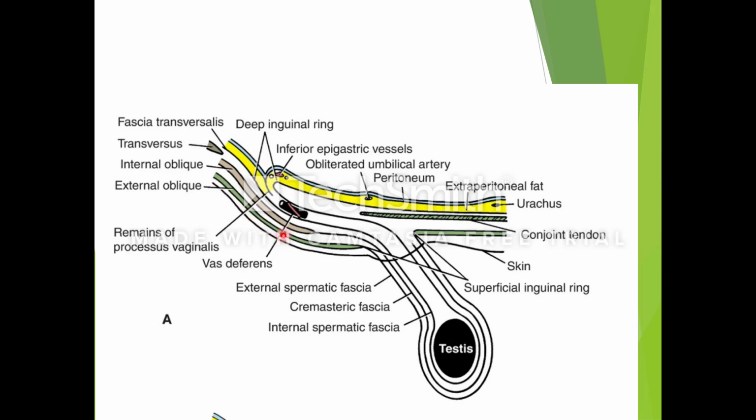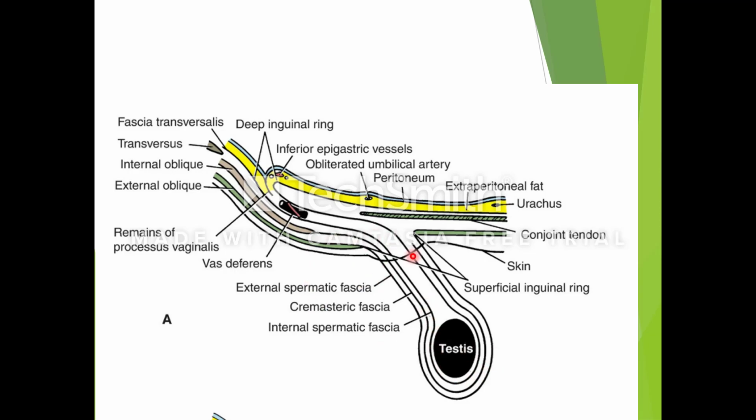This external oblique muscle will be continued as the external spermatic fascia in the spermatic cord and the scrotum, and this internal oblique muscle and aponeurosis will be continued as the cremaster fascia in the spermatic cord and the scrotum, and the transversalis fascia will be continued as the internal spermatic fascia of the spermatic cord and the scrotum.